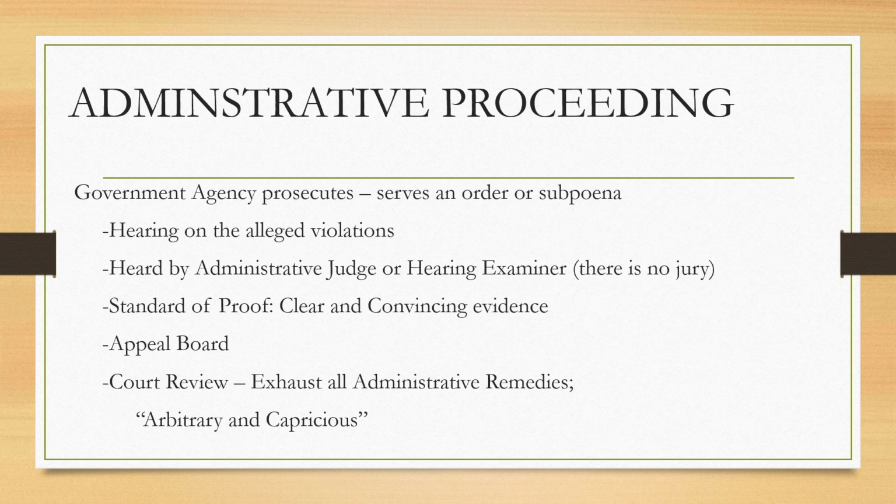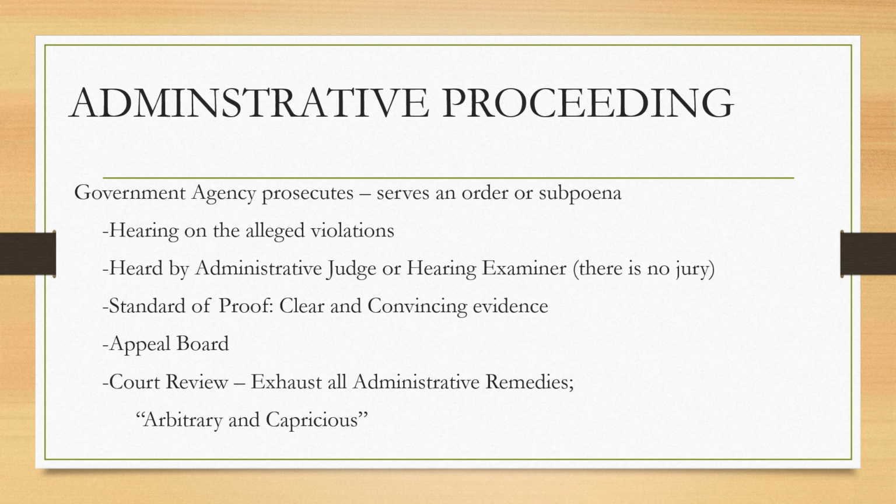When an agency determines that one of its laws or regulations has been violated, it will serve a subpoena or an order requiring that alleged violator to appear at a hearing. This hearing is like an informal court trial. There is a judge, called an administrative judge or a hearing judge. There is no jury, and the evidence or information that comes in can be a little more lax in this arena.